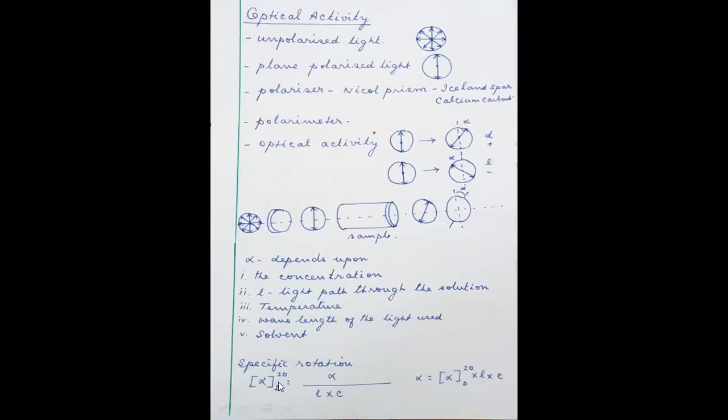And the specific rotation [alpha]D20 is equal to alpha divided by length into concentration. So from this, if you know the specific rotation, you can calculate the rotation using the formula alpha is equal to [alpha]D20 into L into C. Now you see, there is another rotation called the molecular rotation. Molecular rotation M is equal to molecular weight multiplied by [alpha]D20 divided by 100.